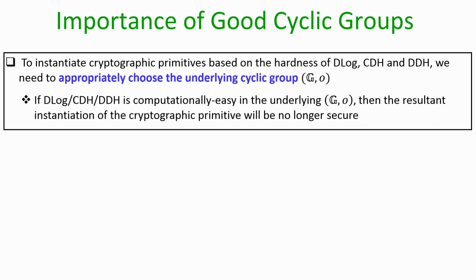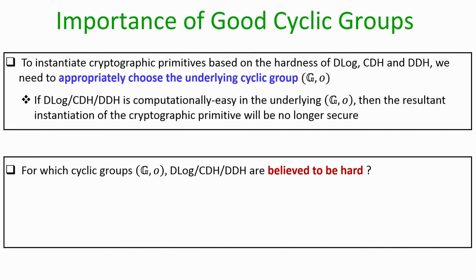So, let us begin our discussion with the importance of good cyclic groups. Remember that in the last lecture we have seen the definition of the D log assumption, CDH assumption and DDH assumption. If we are designing any cryptographic primitive whose security is based on the hardness of these problems, then we need to appropriately choose the underlying cyclic groups, because if in the groups we use to instantiate the cryptographic primitive these problems are easier to solve, then the resultant cryptographic primitive will no longer be secure.